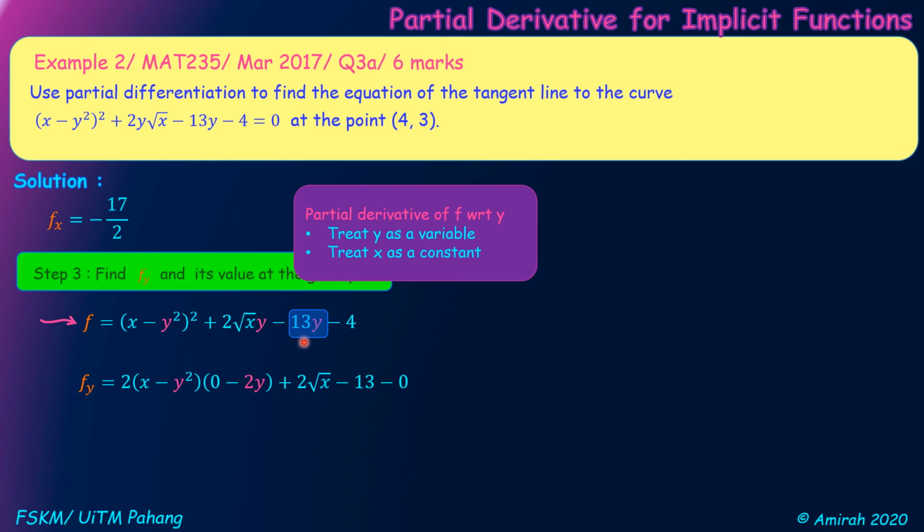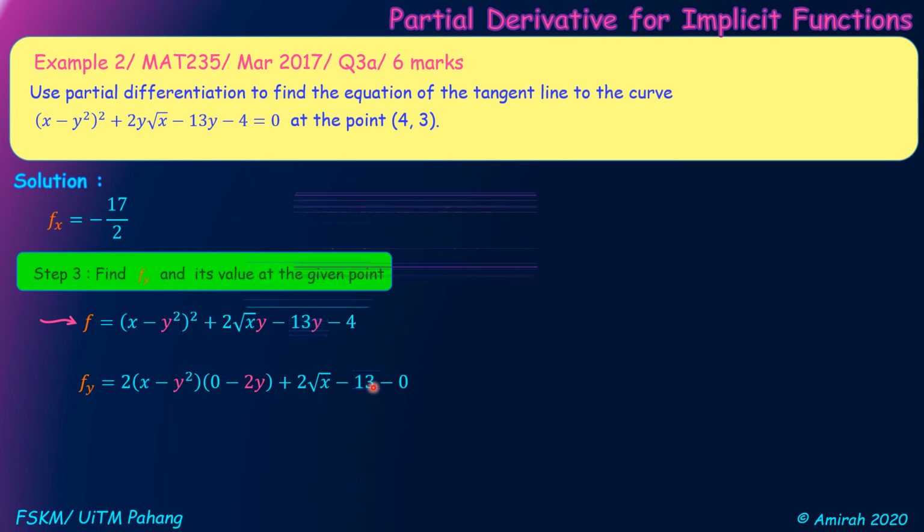After that, we want to differentiate negative 13y. When we differentiate negative 13y with respect to y, the answer equals negative 13 here. Then when we differentiate 4, which is a constant, with respect to y, the answer equals 0. Alright. After that, we simplify. 2 times negative 2y equals negative 4y, and then x minus y squared, and then plus 2/3 square root of x, minus 13.